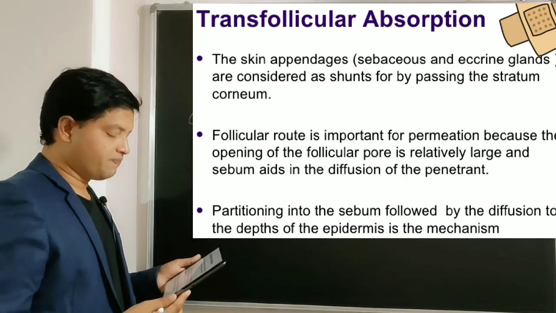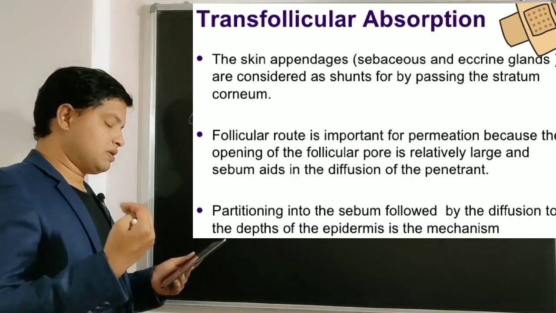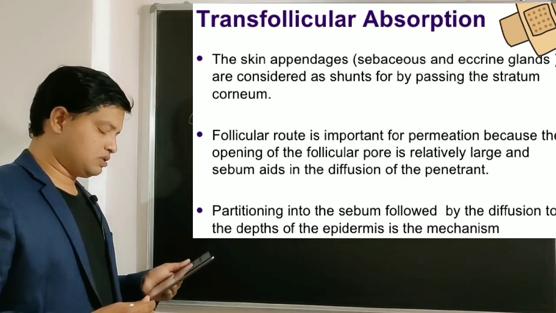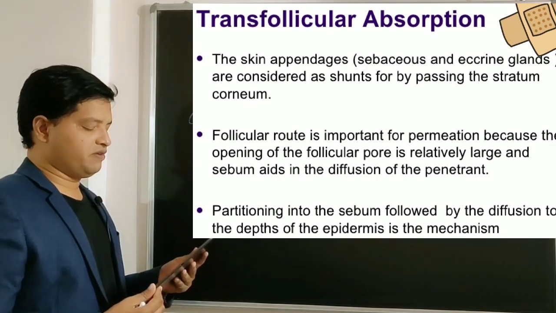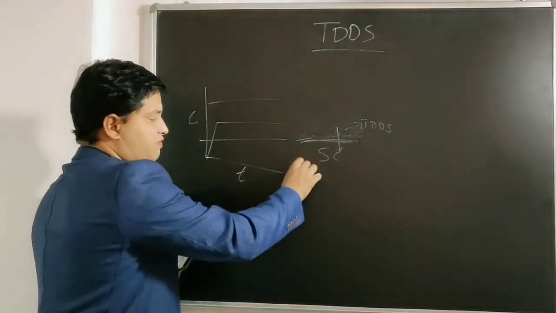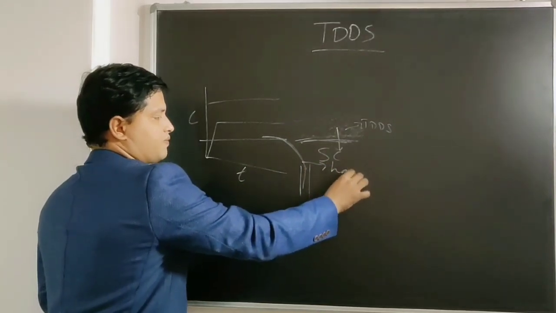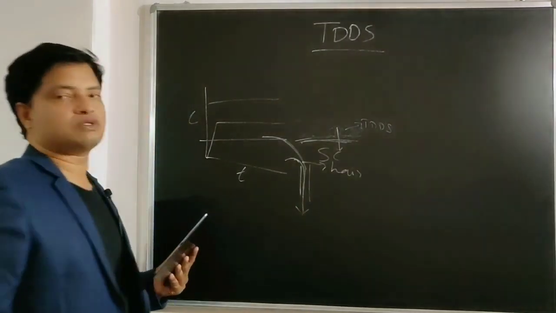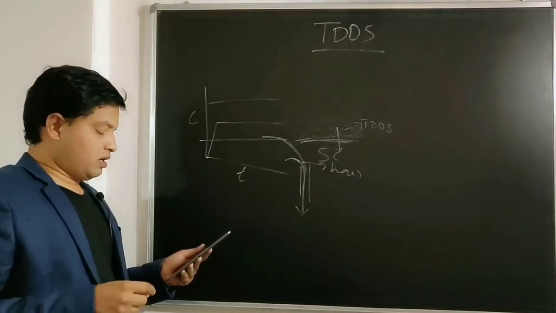Transfollicular: here we have the skin appendages, sebaceous and eccrine glands, which are considered as shunts for bypassing the stratum corneum. Okay, what is happening here? We are bypassing the stratum corneum through the skin appendages. The follicular route is most important for permeation because the opening of the follicular pore is relatively large and sebum aids in the diffusion of penetration. Obviously in the follicular route we have a large opening. Here we will be having a hair. Assume this is a hair. Because this is a large opening, it is the main route for drugs to permeate through this follicular route.